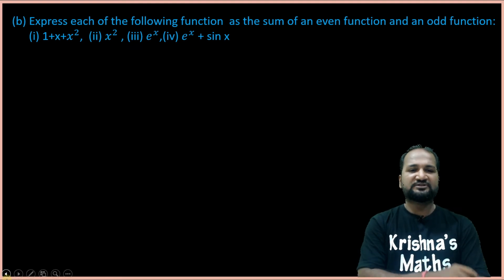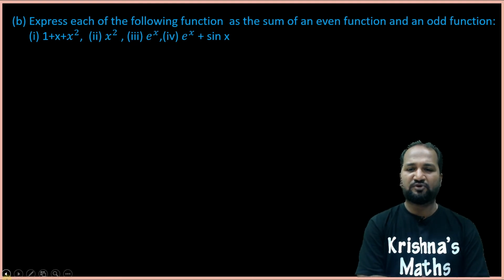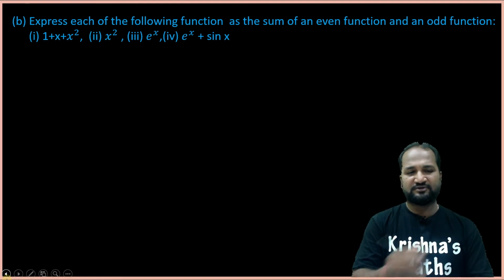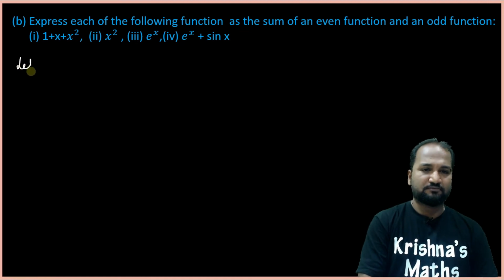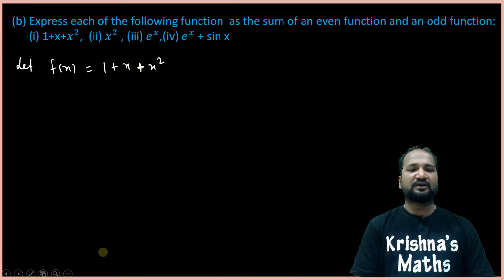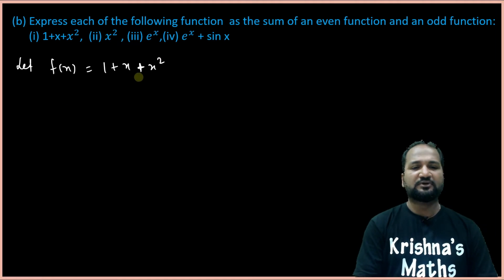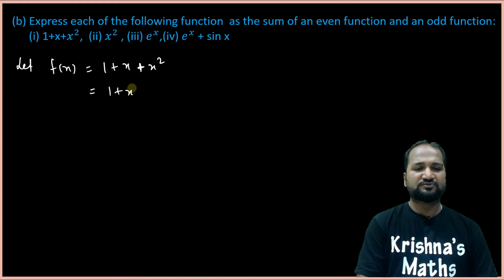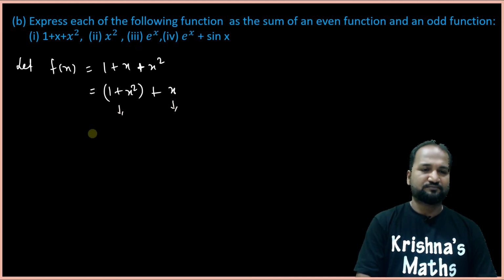चलो 13. Express each of the following function as a sum of an even function and an odd function. Let f of x equal to 1 plus x plus x square. 1 plus x square plus x. So this is even and this is odd.